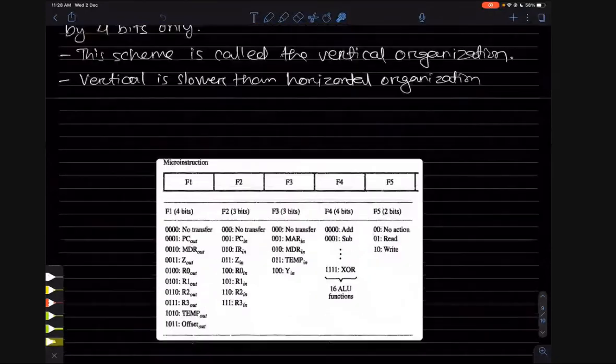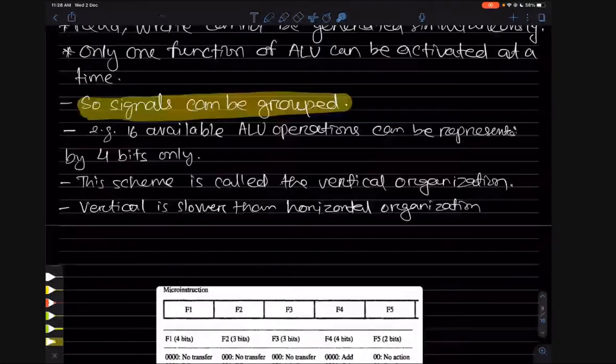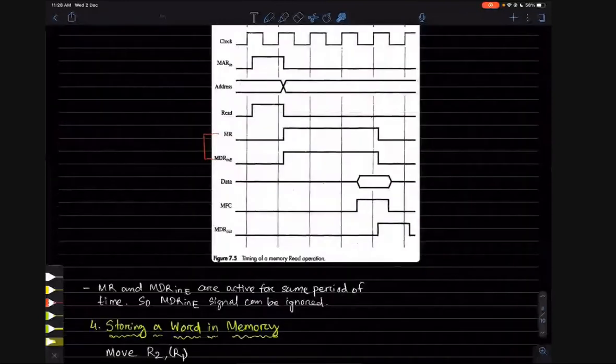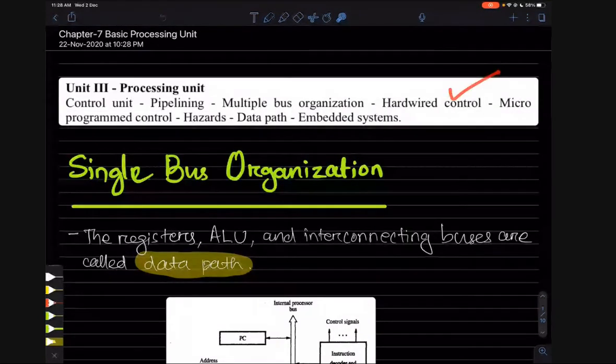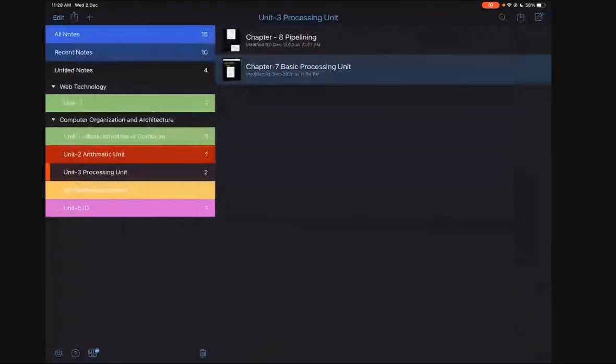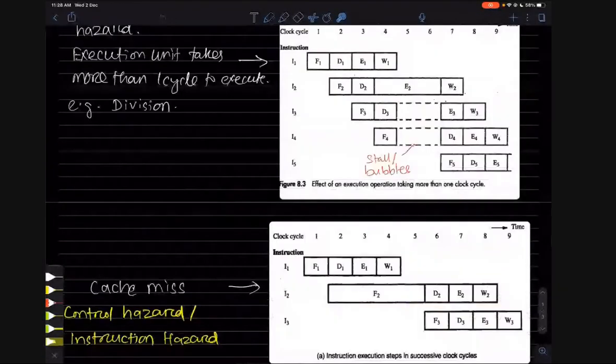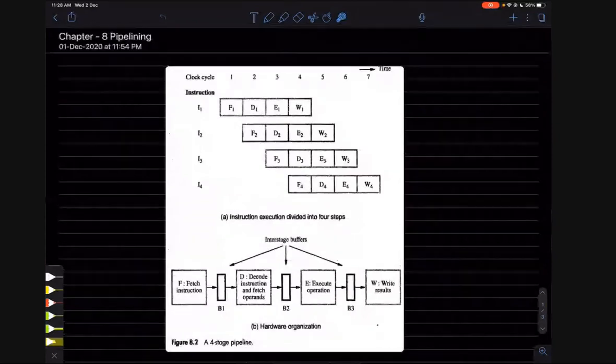So that's the end of this chapter. Very small chapter. Our hardware control is over, microprogram control is over, multibus organization is over, control unit is over, and data path is also over. Next is pipelining hazards. So the next chapter is pipelining hazards.